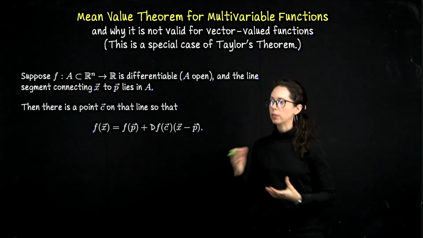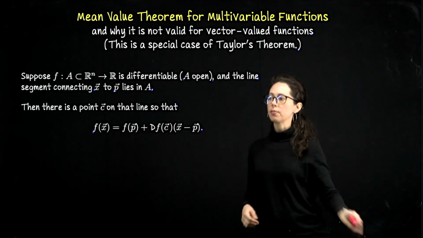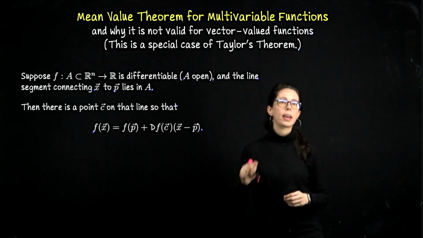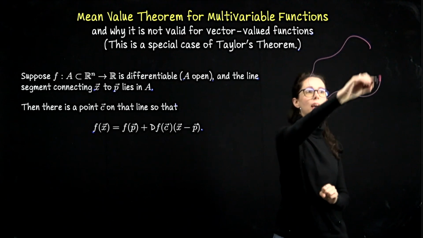All right, so what does this say? Imagine that we have a scalar valued function of multiple variables, which is differentiable. It's possible it's defined on all of Rn, but if it isn't, imagine it has some open domain A, which I'm going to sketch. This is open, but I'm just going to sketch it with closed lines like that.